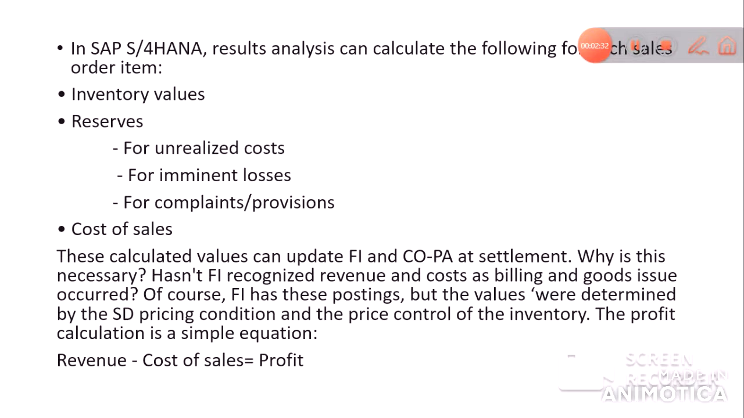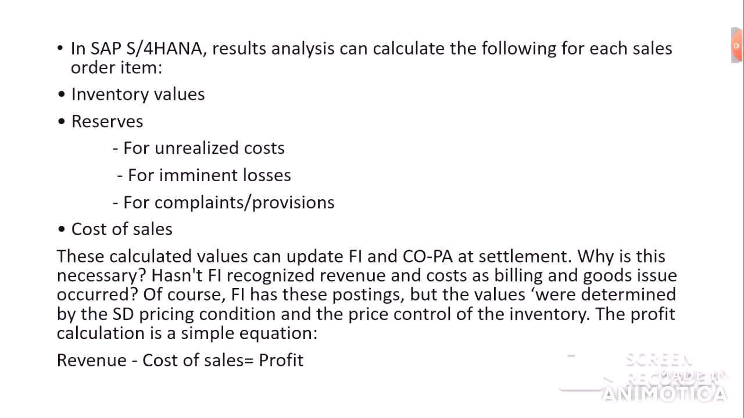In SAP S/4HANA, result analysis can calculate the following for a sales order item: inventory values, reserves, and cost of sales. Reserves are for unrealized cost, for imminent losses, for complaints or provisions. These calculated values can update FI and COPA at settlement.